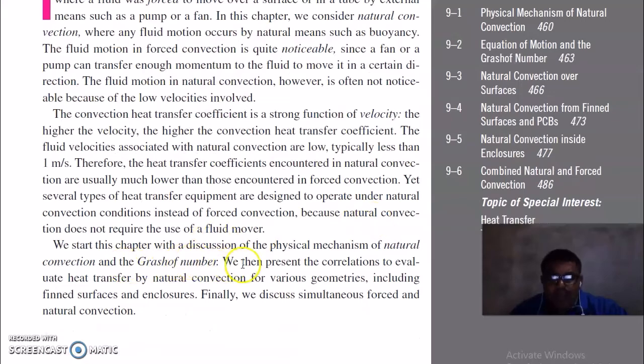We start this chapter with a discussion of the physical mechanism of natural convection and the Grashof number. Most equipment is designed on the basis of natural convection. You can take the example of the condenser in your refrigerator.